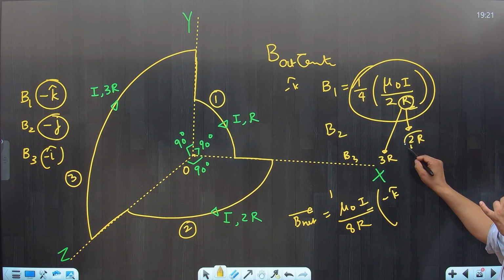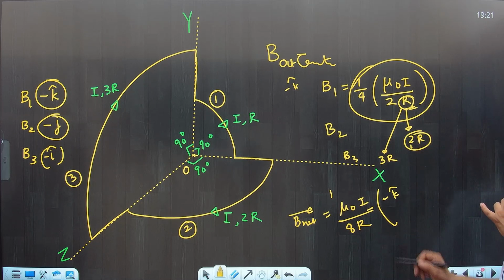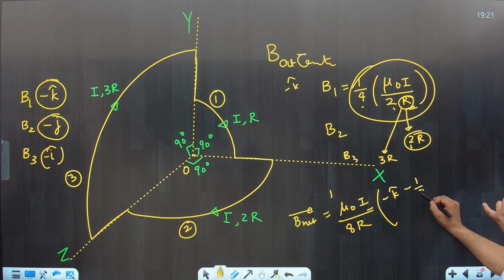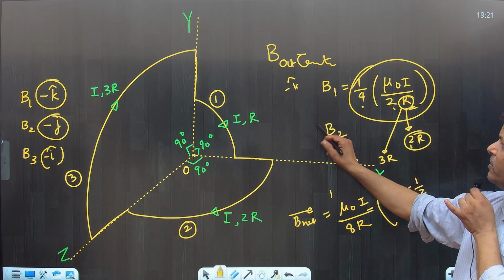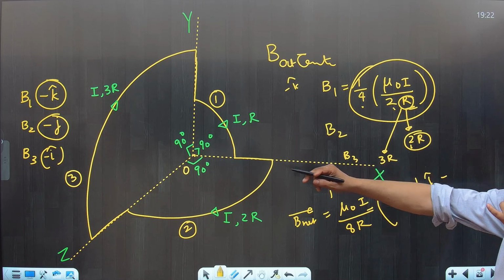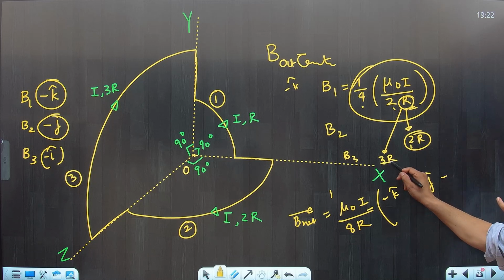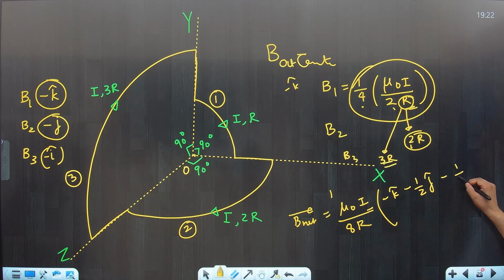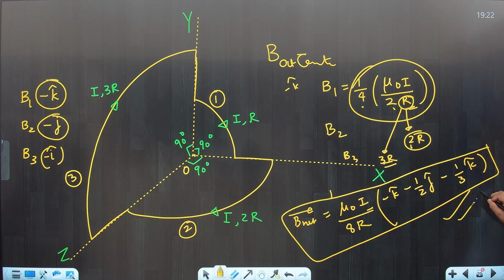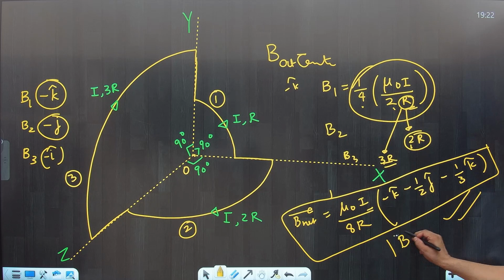And for this 2R, you have taken this 8R outside, minus 1 by 2. B2 was in which direction? Minus J cap. And for this B3 was along minus I cap. It was 3R. So you'll write 1 by 3 K cap. So this is the value of magnetic field. You can get the mod B here also, and you can get the direction also.